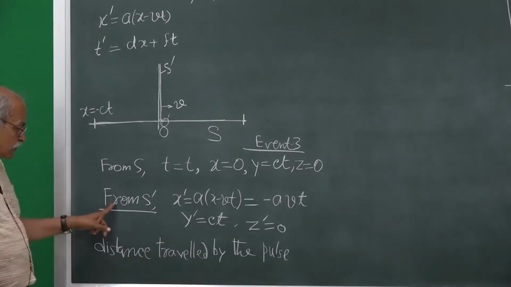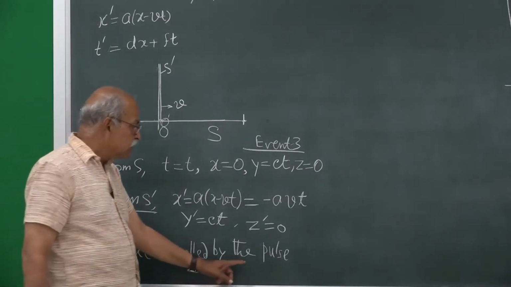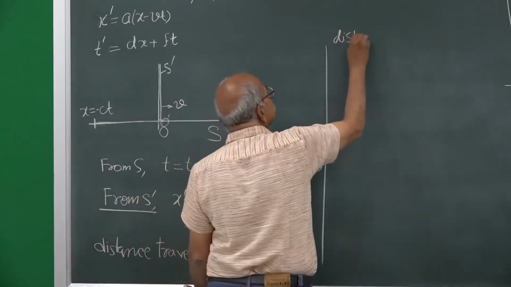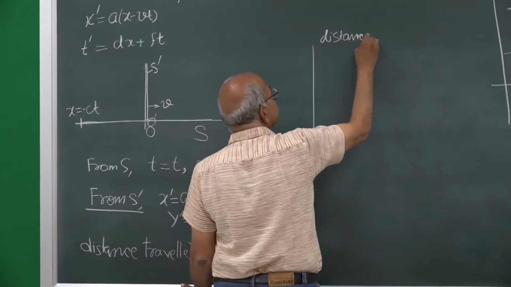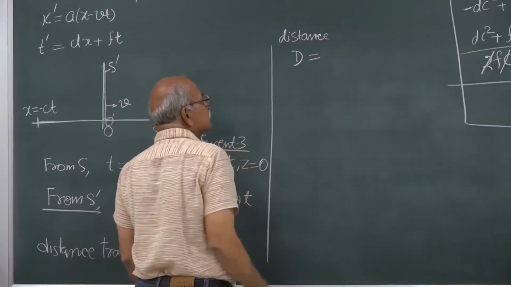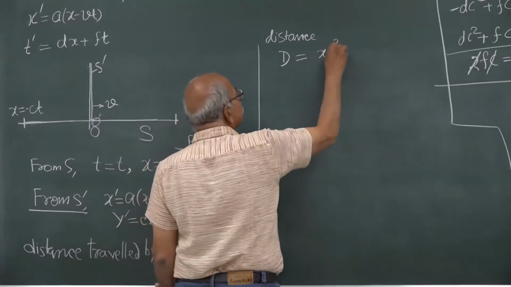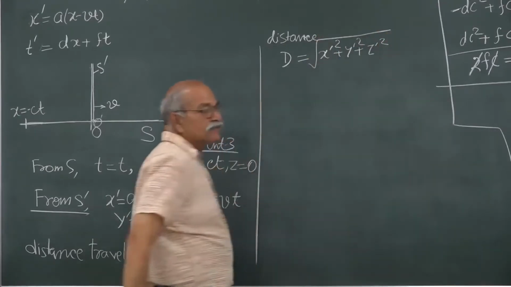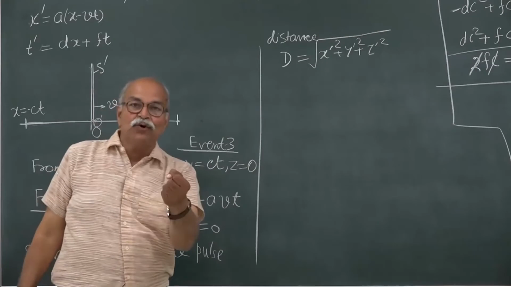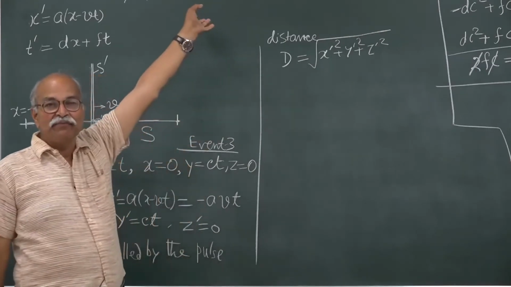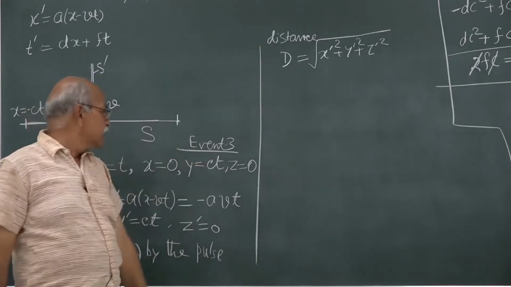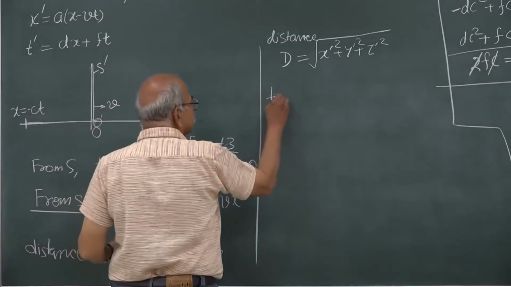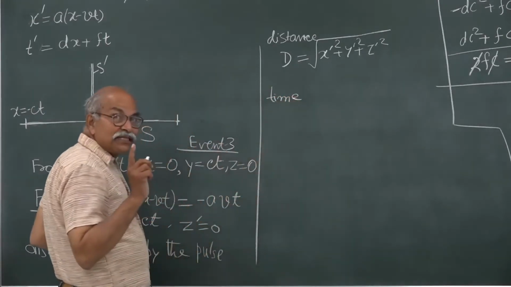So, the distance travelled by this pulse from S prime, remember I am talking from S prime, if I call this distance capital D, will be the square root of x prime square plus y prime square plus z prime square. Because it originated at the origin O prime and then it is reaching x prime, y prime, z prime. This is the distance covered, and the time t prime equal to 0 it originated, remember.